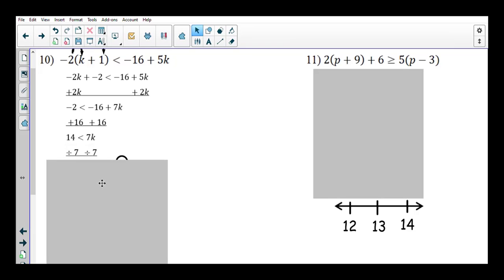Now divide both sides by 7 and we will get a solution of 2 is less than k. Although I do suggest rewriting it with the variable on the left, so k is greater than 2.